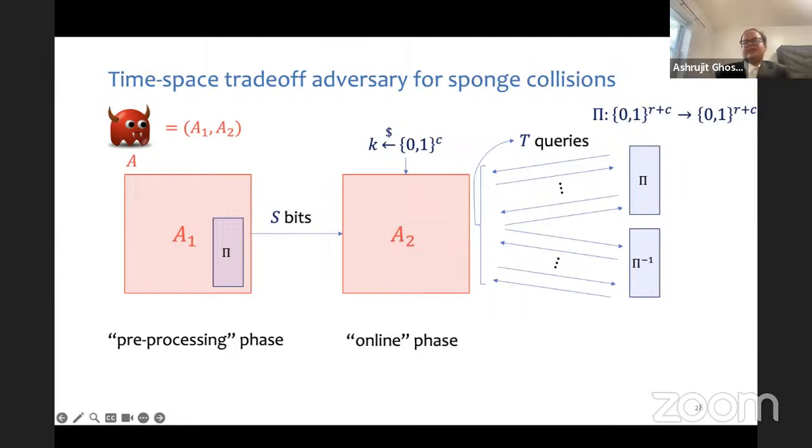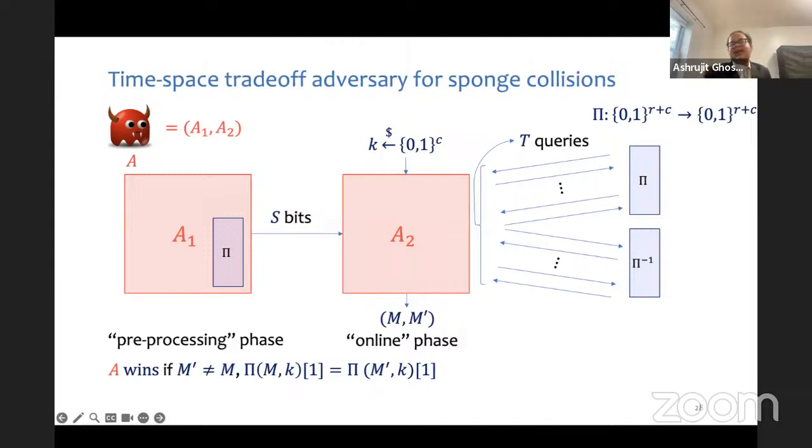A2 wins if it can output a pair of distinct one-block messages that hash to the same output. This model captures real-world adversaries because the underlying permutation for sponge is publicly known, and a very powerful adversary, for example, the NSA or some malicious government, might be able to do a lot of preprocessing on it. This also captures non-uniformity.